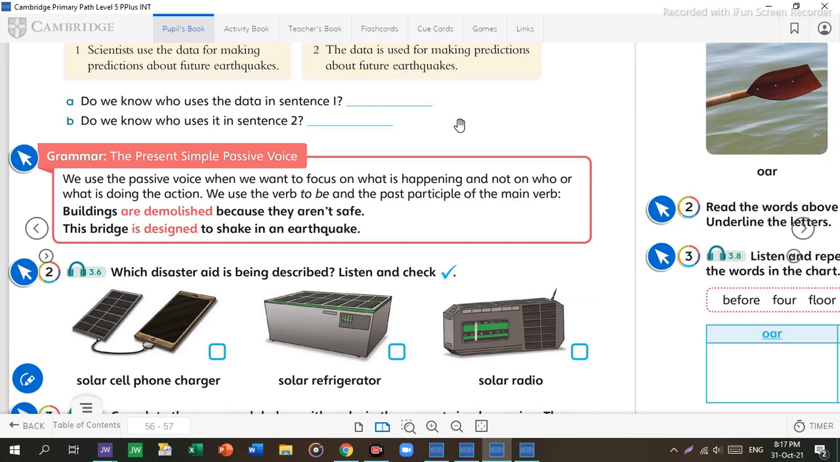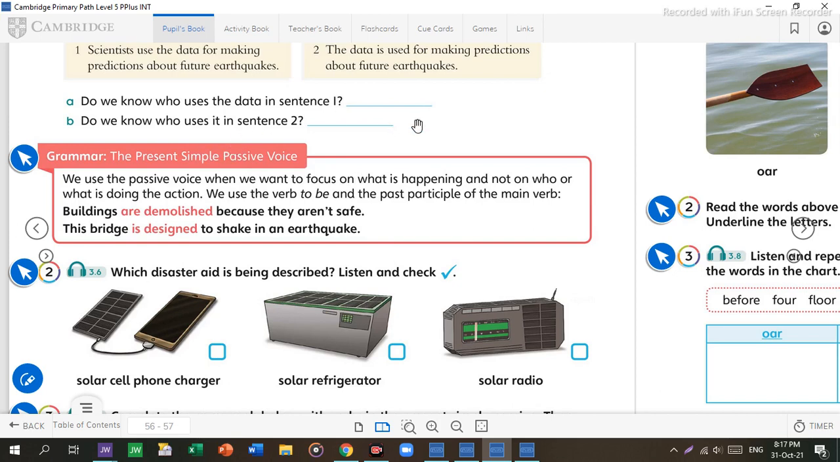Now, how can we know if it's a present simple? Because of the two B's, okay? Because of the two B's. What are the two B's? The 'is' and 'are'. We know it's present simple. If it's not 'is' or 'are', if it's, for example, 'was' and 'were', that is a past simple or the past passive voice. Now let's focus on the present simple passive voice, okay?